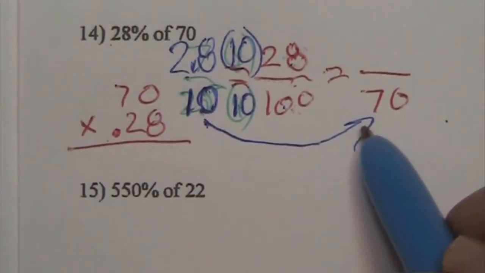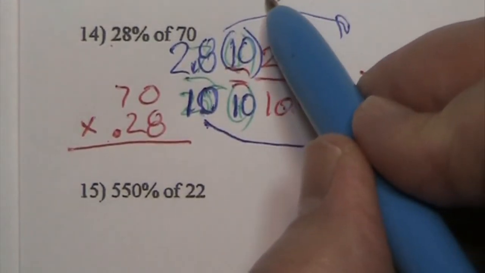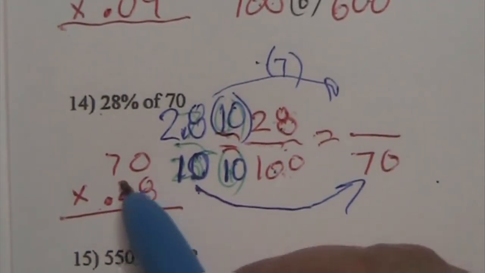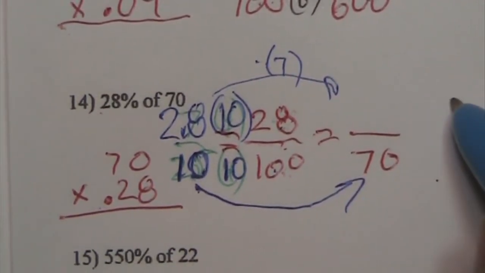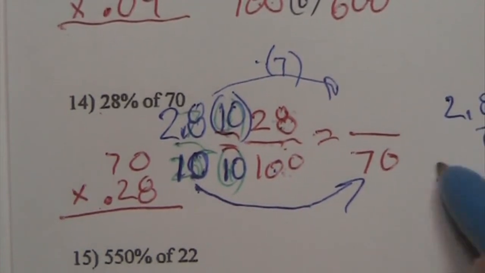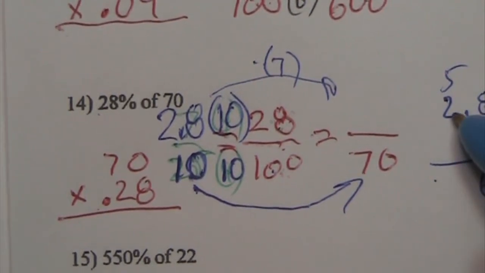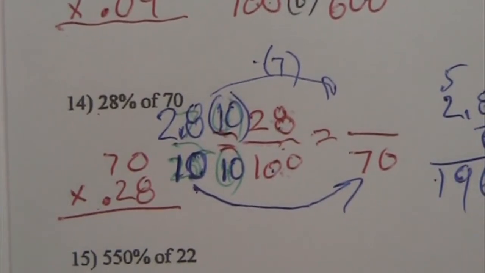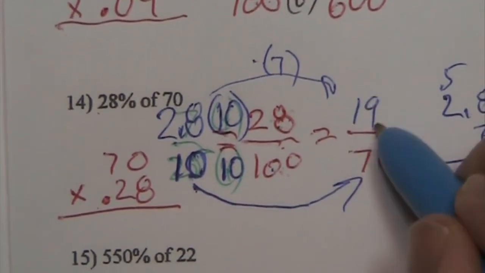So I say 10 times 7 is 70. Then I'd have 2.8 times 7 would give me the other number. Well, heck, I might as well have just done this. But since I'm right here, 2.8 times 7. 7 times 8, 56. 7 times 2 is 14. 15, so that gives me 196. Wait, that can't be the answer. Oh, I moved the decimal over one space, and there's my answer, 19.6.